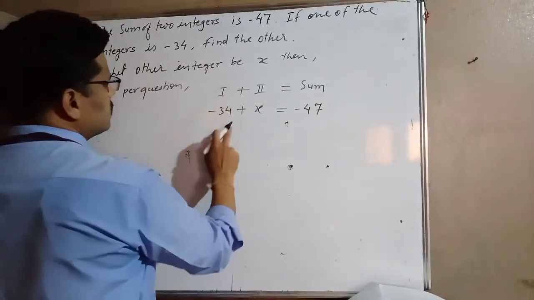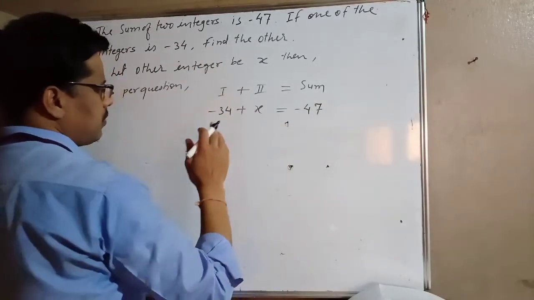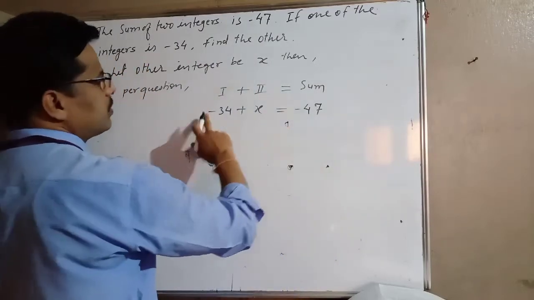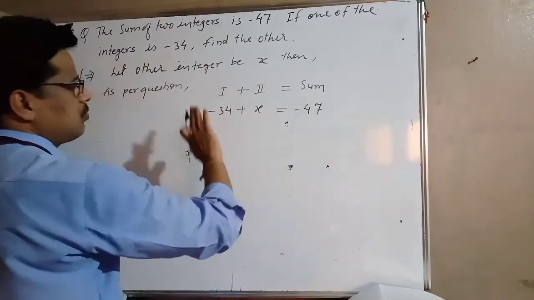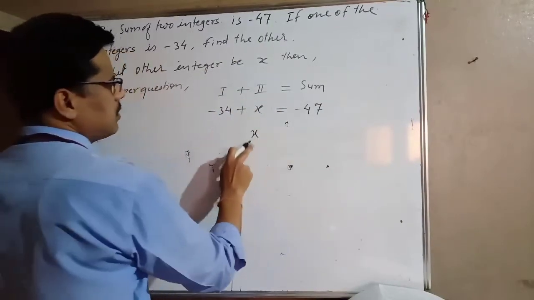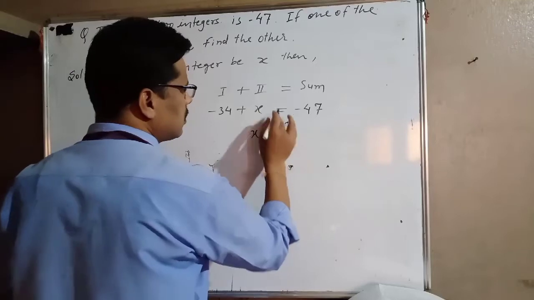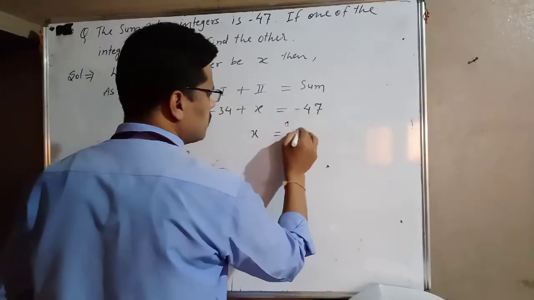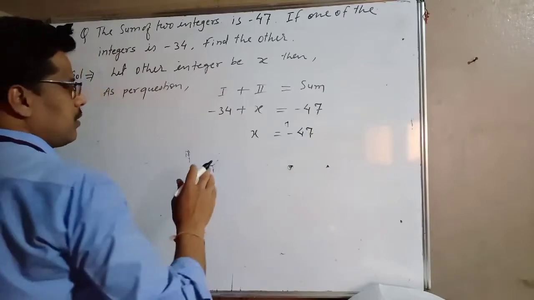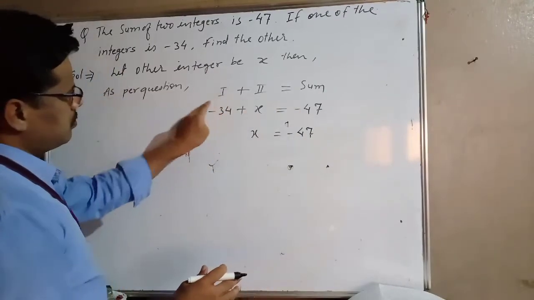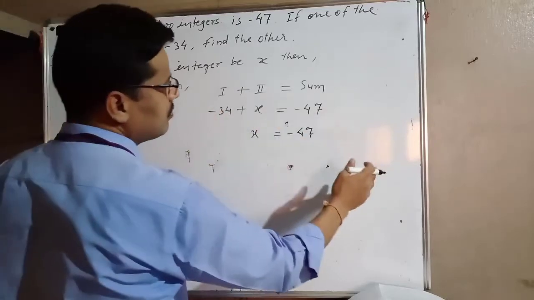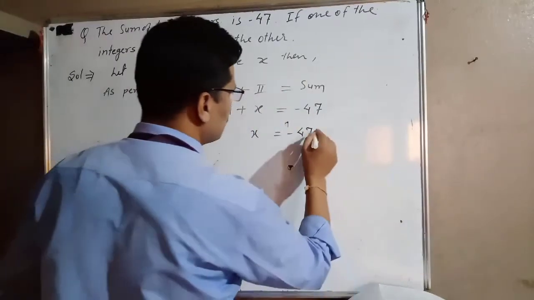Now by transposition, minus 34 we will take from the left hand side to the right hand side. So its sign will change. Negative becomes positive, and if there is a positive, the positive becomes negative. This rule you have to keep in your mind. So x will come as it is, equal to will come as it is, and minus 47 also will come as it is. Which number are we taking from left to right? Minus 34. So the sign of this number will change. Here minus, when it comes to the right hand side, becomes plus 34.